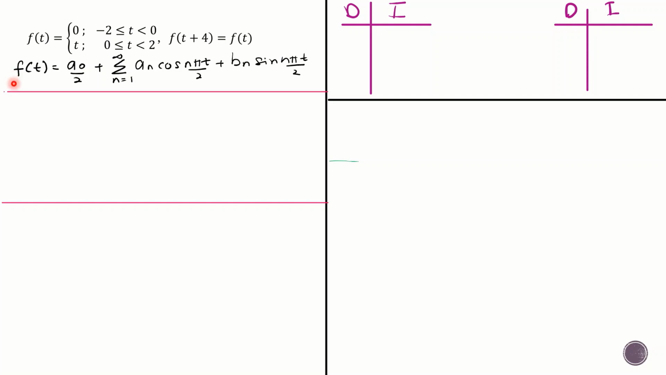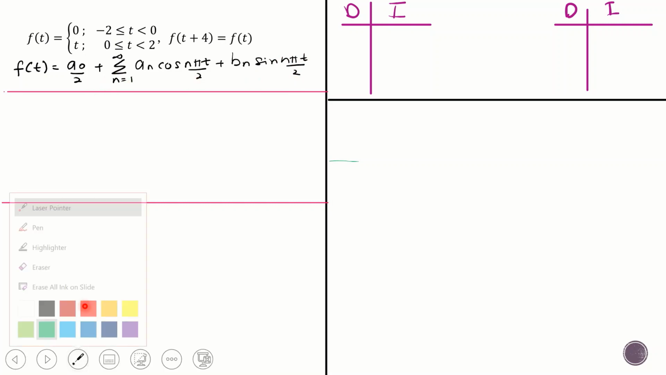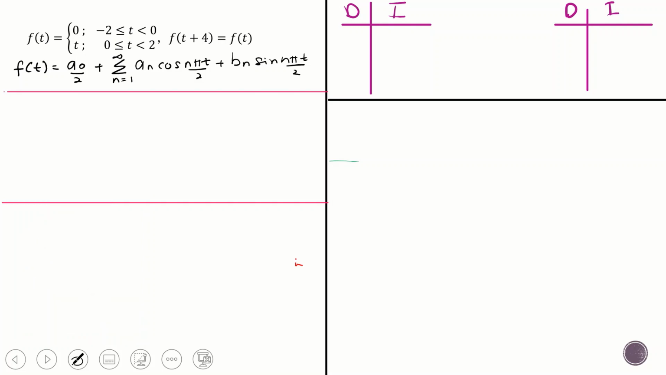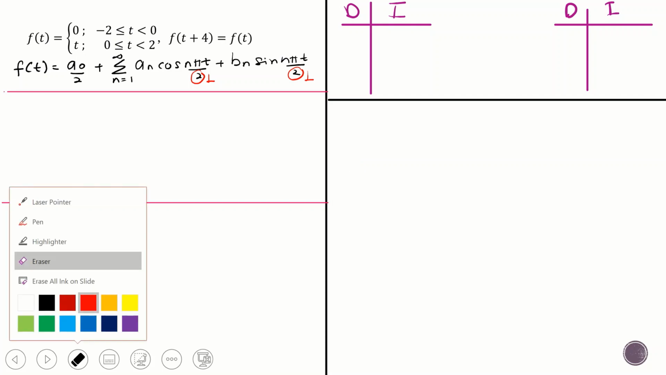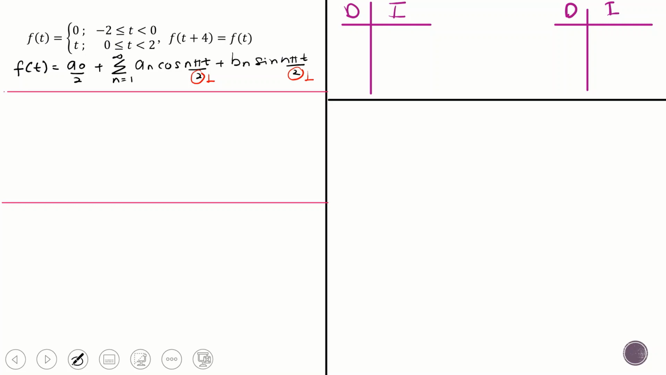So given that the formula is f(t) equals a0 over 2 plus the summation of an cos(n pi t over 2) plus bn sin(n pi t over 2), n from 1 to infinity. Bear in mind that the 2 here, originally is L. Since we know what L is already, I already put the value of L into the formula. Okay, so let's start with a0.